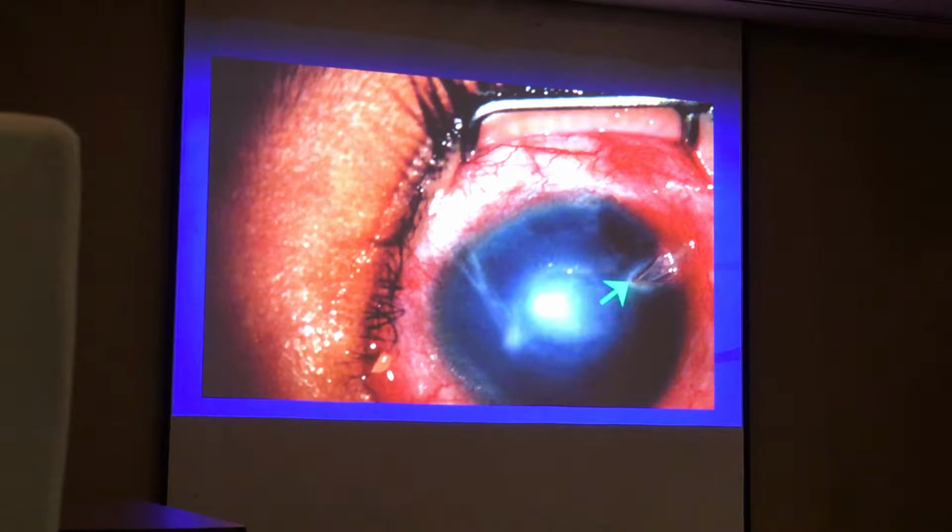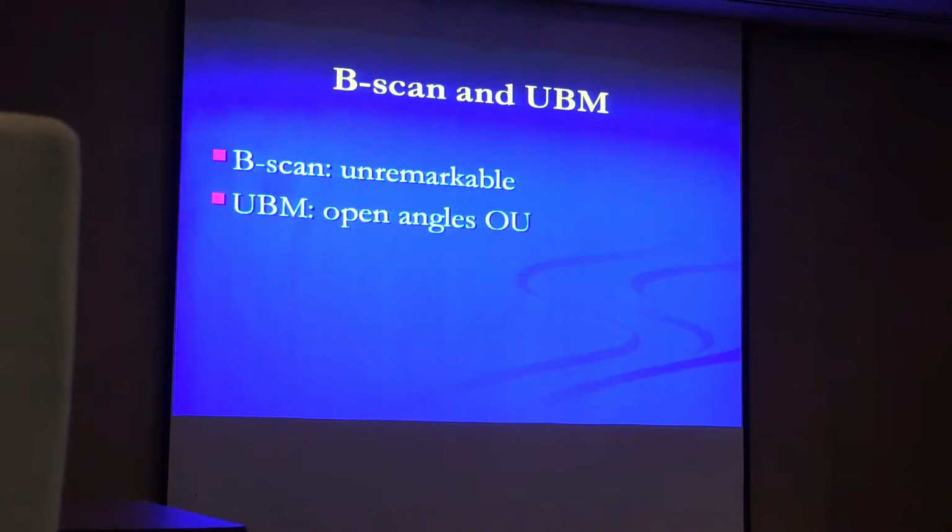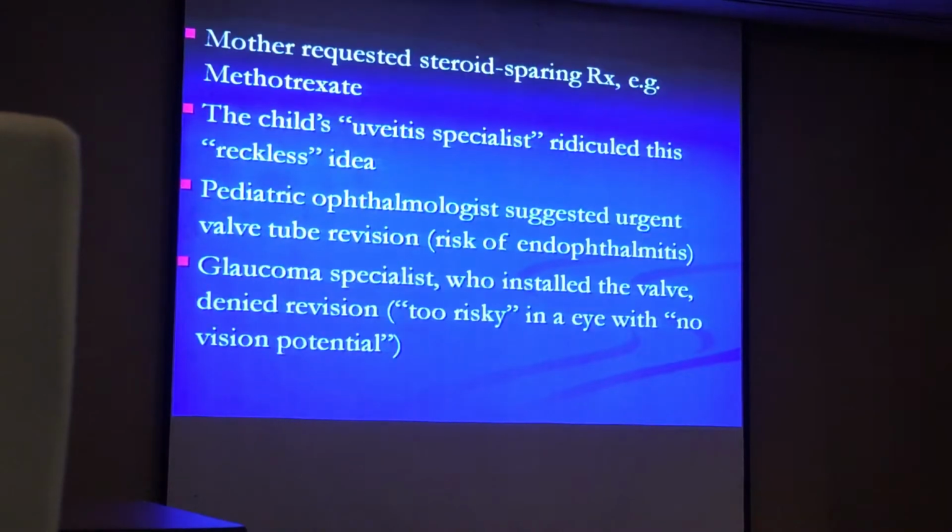But the thing that keeps us going at this moment is that at least the eye pressure is in a reasonable range. If this eye were to come in with a pressure of, say, 2 or 3, that is certainly much more concerning. So here the B scan, because we could not see anything, was quite unremarkable. The UBM shows an open angle. So how did the patient come to the service?